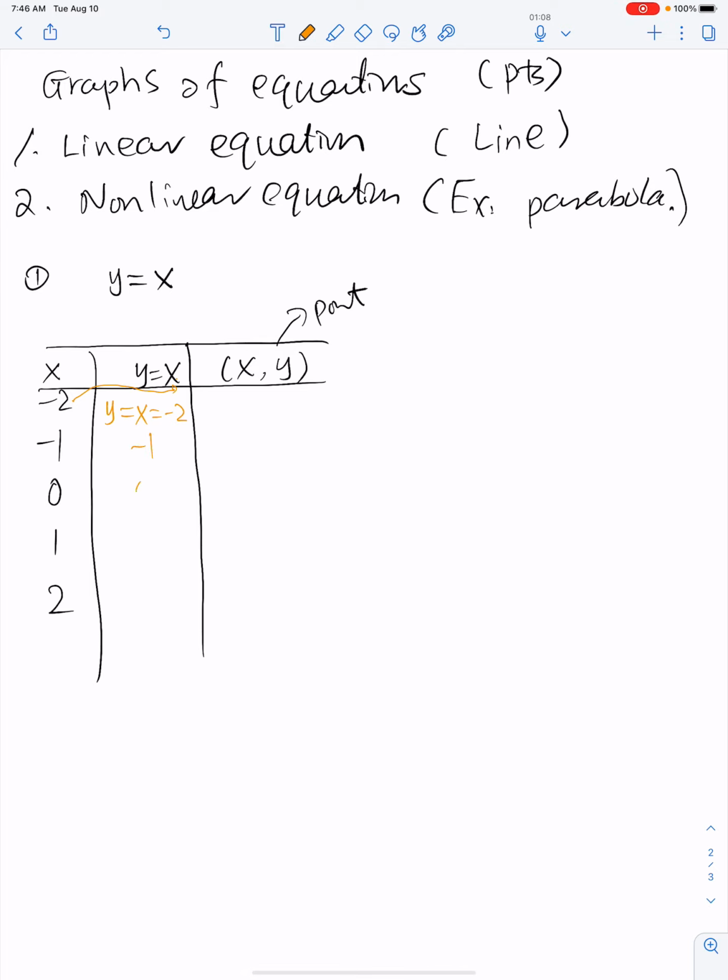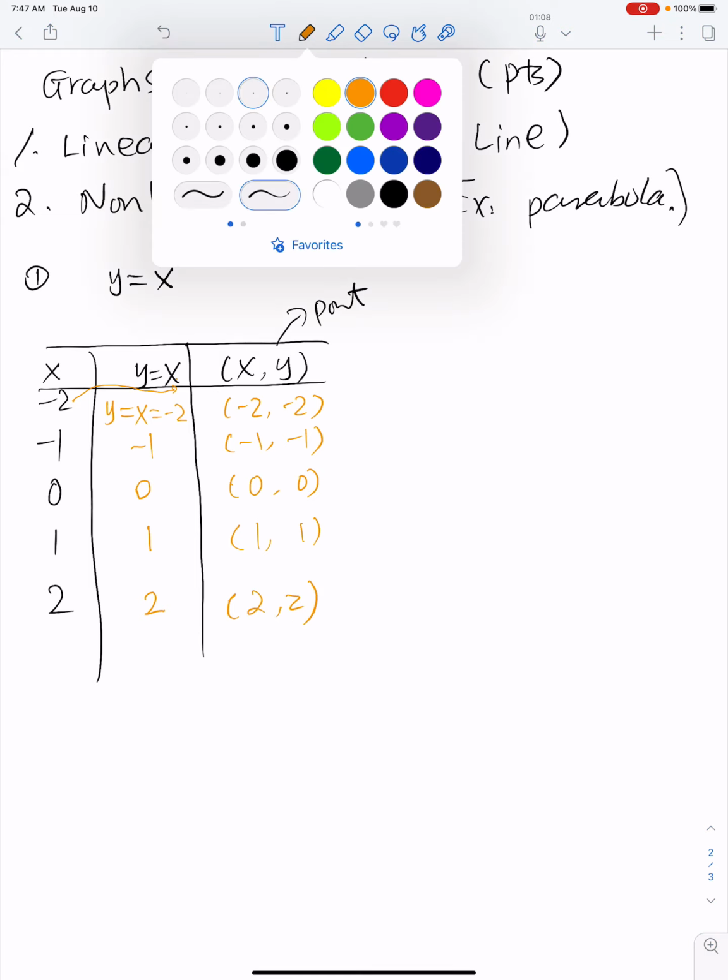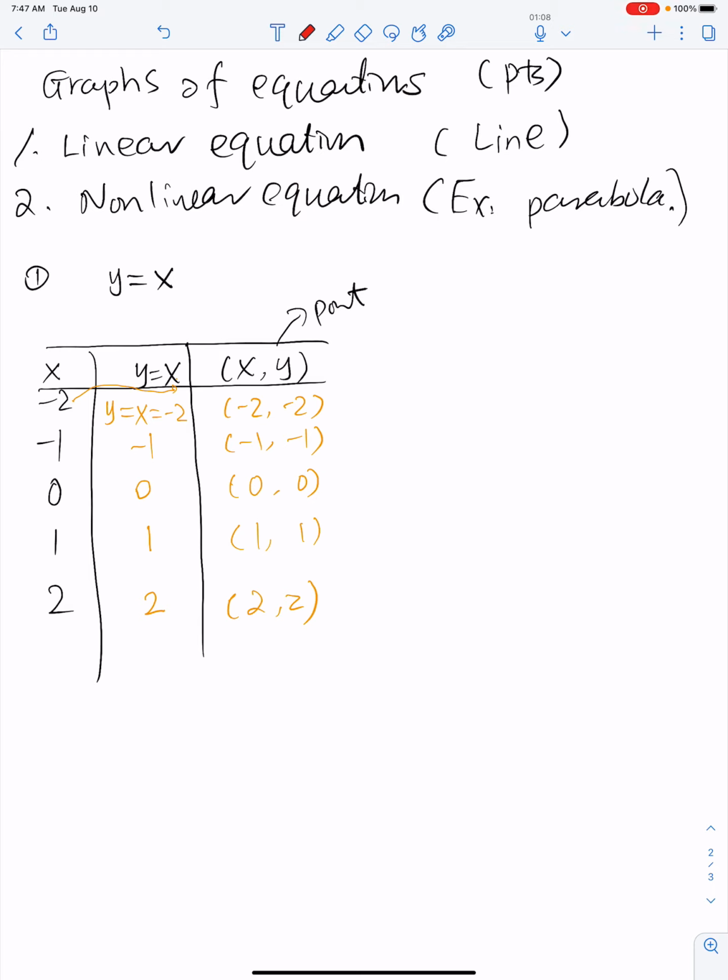Here it will be -2. Here -1. Here 0. Here 1. Here 2. So we have the points, x and y: (-2, -2), (-1, -1), (0, 0), (1, 1), and (2, 2). Are you guys okay? I hope so. Next, we want to graph.